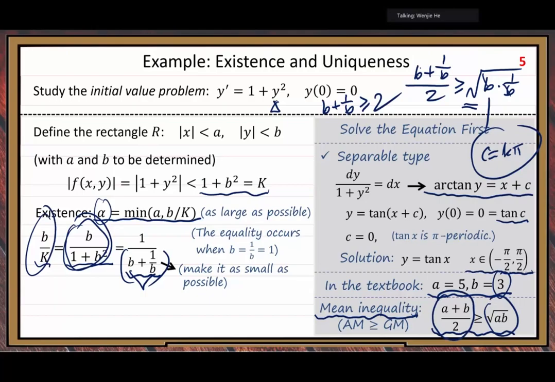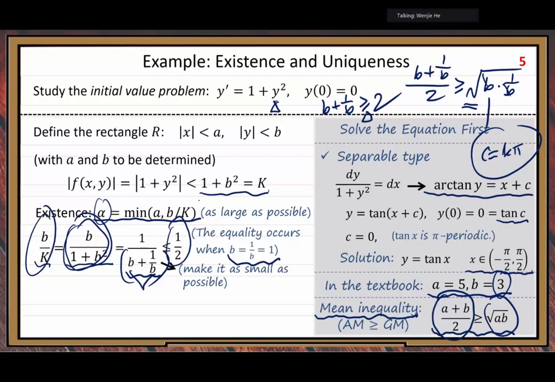That means the minimum is 2. So when B equals 1, you get the minimum 2. So for this interval, the largest possible number B over K is 1/2. If you want to make the interval large, the largest you can get is 1/2.